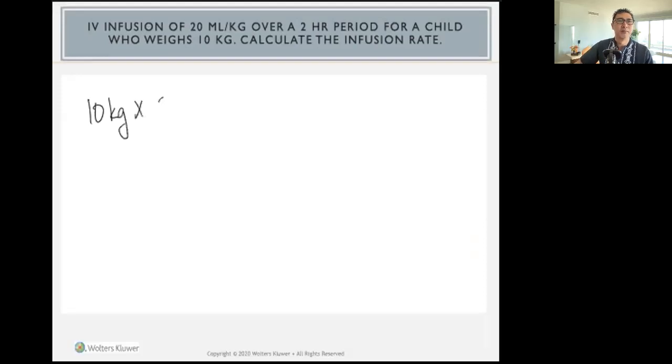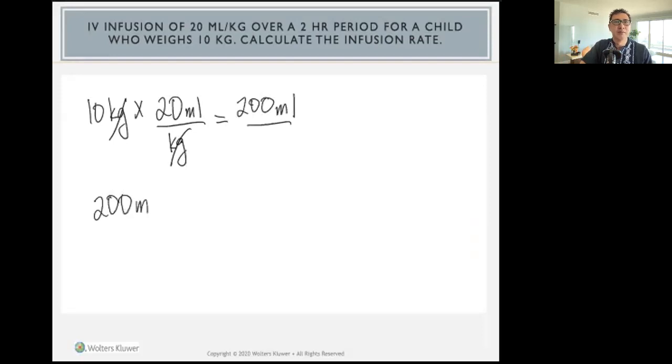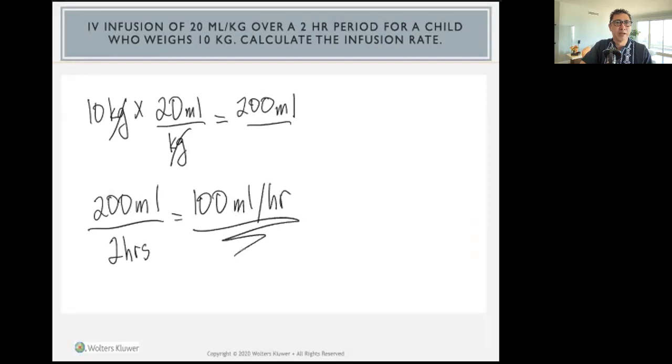See, watch. I have a patient who weighs 10 kilograms, and they need 20 mLs per kilogram. Dimensional analysis there, cancel the kilograms. I have 200 mLs. I have to give that over 2 hours. A little bit of division. It's 100 mLs an hour.